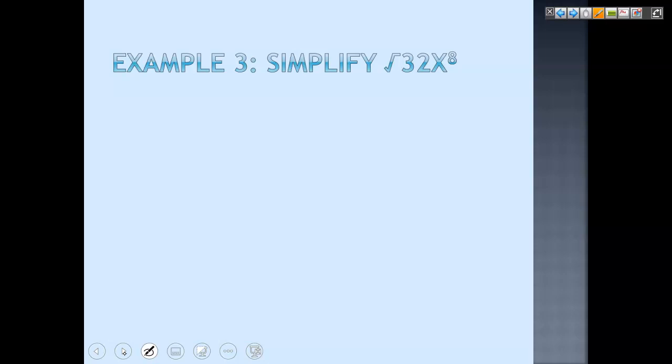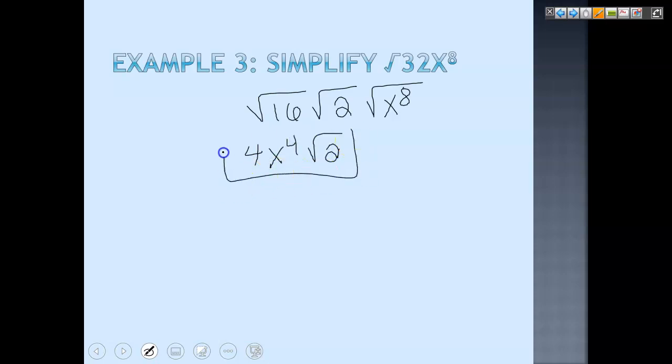So the square root of 32x to the 8th. I was talking earlier about perfect squares, and how any even exponent is considered a perfect square for a square root because it is divisible by 2. So the square root of 32, you would think of as the square root of 16 and 2, and the square root of x to the 8. So you can, again, break it down. Now, we don't have to always rewrite it out, but that's what you're ultimately doing, so that the square root of 16 is 4, 8 divided by 2 is also 4, and you get 4x to the 4th root 2.